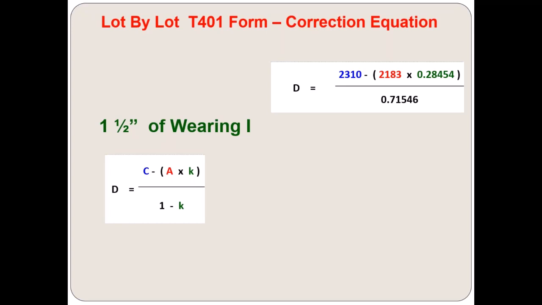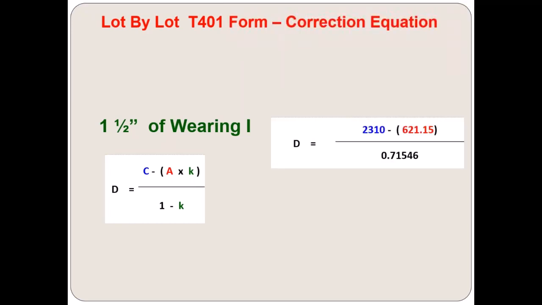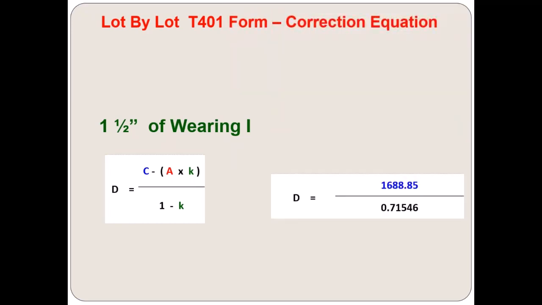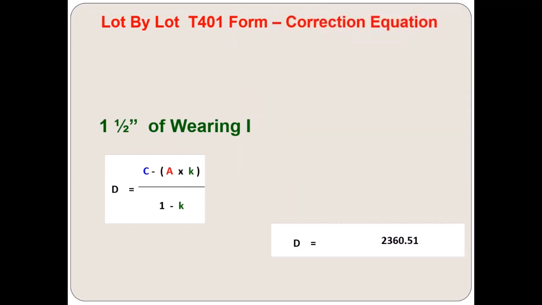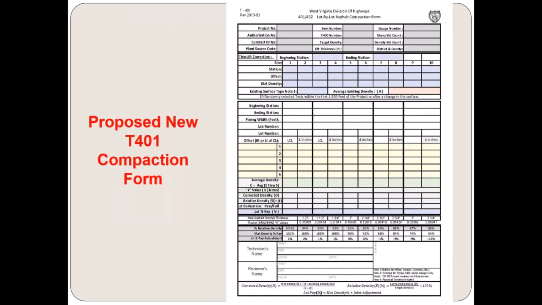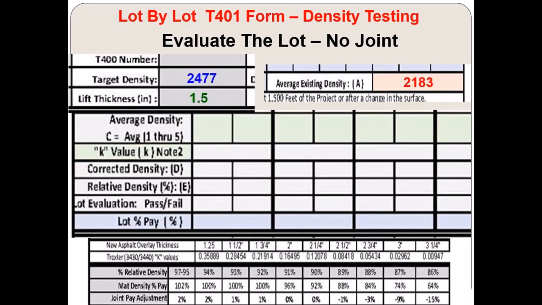We'll do our math. Remembering the order of operations, we do the math inside the parentheses first. So we have 2310 minus 621.15 gives us 1688.85 divided by 0.71546 gives us 2360.51. And we do all of our rounding at the end, and that rounds to 2361. So 2361 is our corrected density that we'll use for that lot.